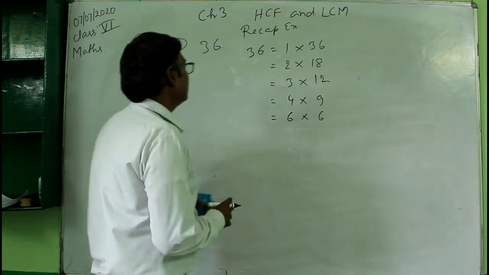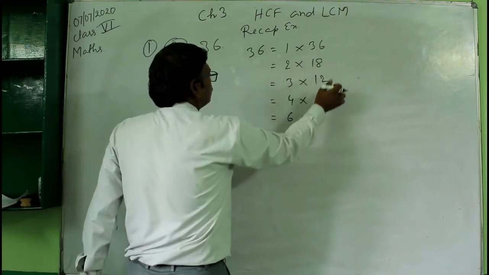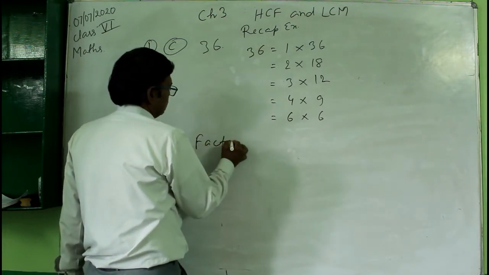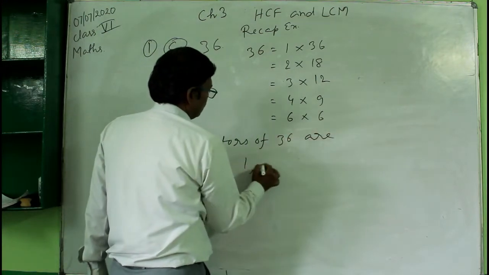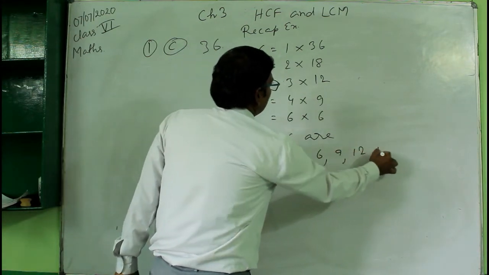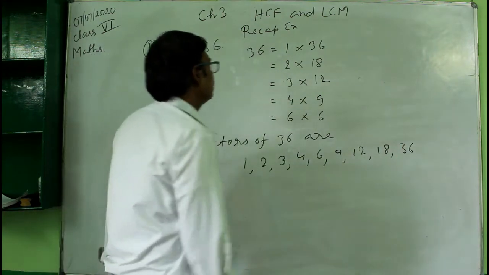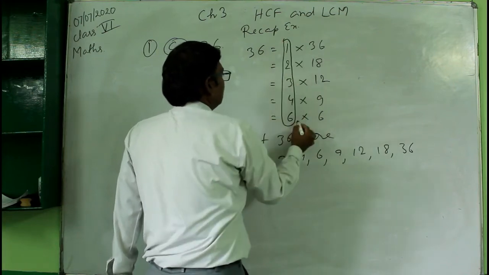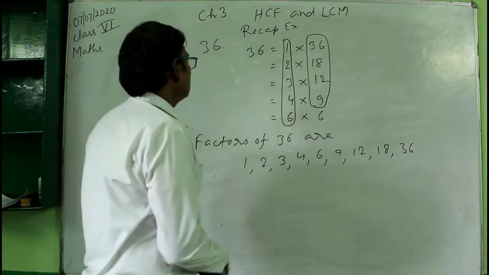So now see here that we can write 36 in these 5 ways. Okay, 1, 2, 3, 4, 5 ways. So the factors of 36 are: write 1, 2, 3, 4, 6, 9, 12, 18, 36. Okay, these are the factors of 36. You will write this. So all these are the factors.